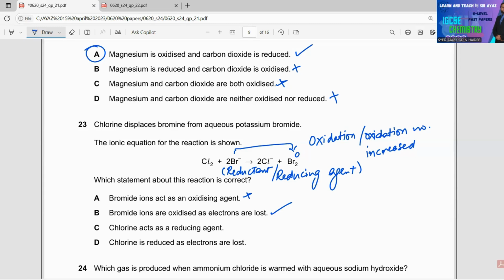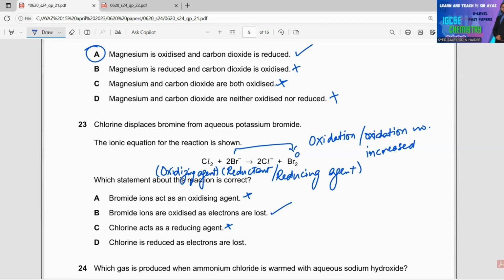Chlorine acts as a reducing agent. This is incorrect because in this reaction, chlorine will be acting as an oxidizing agent, not a reducing agent, as it oxidizes bromide ion to bromine.